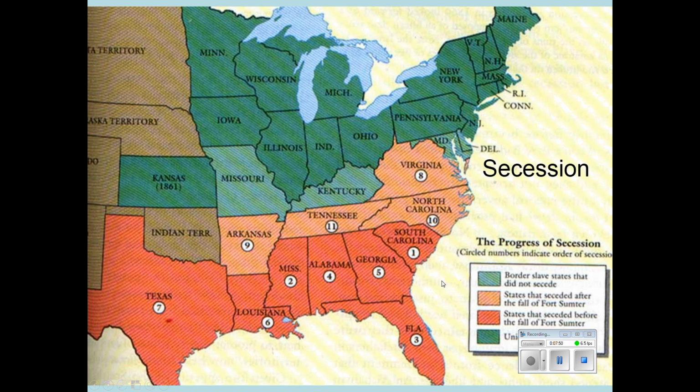This is an important map. You need to know it. The red states are the first 7 states to secede. The pink states are those who seceded after the fall of Fort Sumter. And these light green states are slave states, Missouri, Kentucky, Maryland, and Delaware, that did not leave the Union. They remained in the Union.